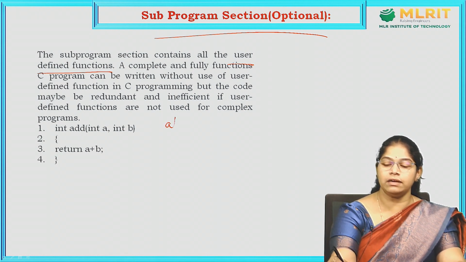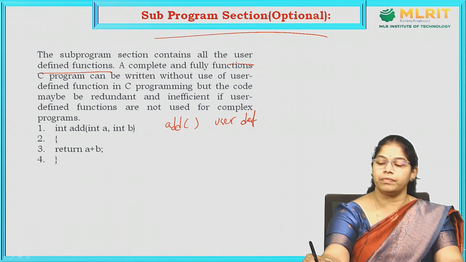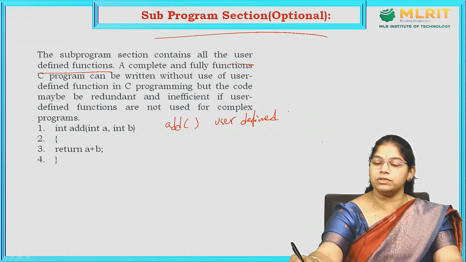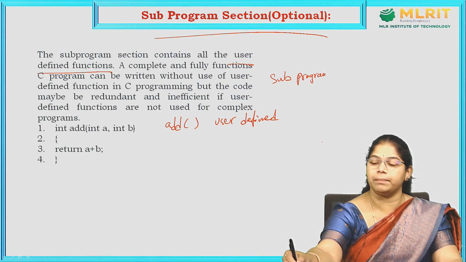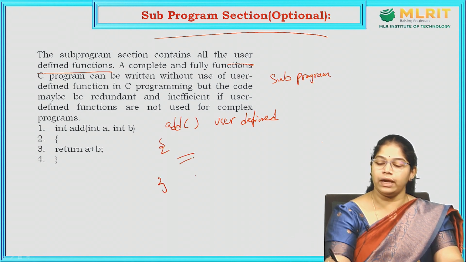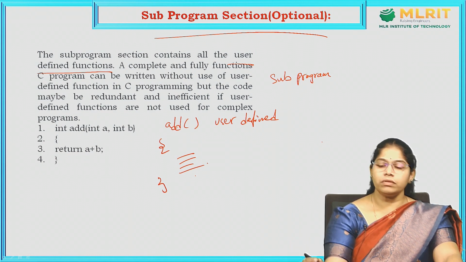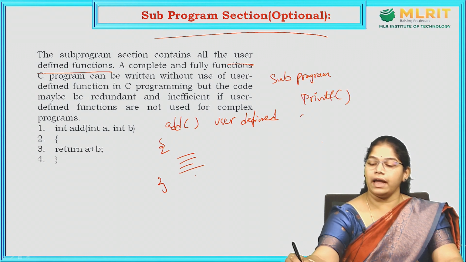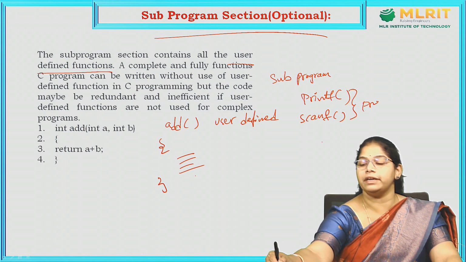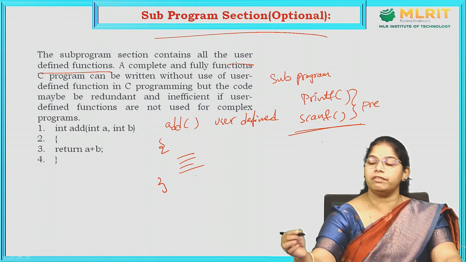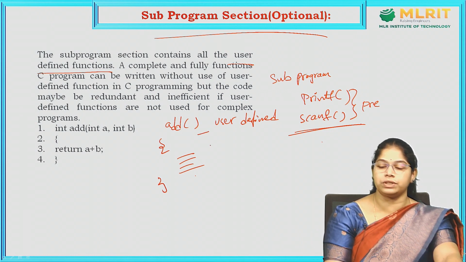Let us consider here the function add, where add is the user defined function. If we want to write our own functions, we have to use a section called subprogram section after main. In this we can define our own function, whereas printf and scanf are considered built-in or predefined functions, whose meaning is already defined in the header files. But this one is user defined. The user has to define his own function in the subprogram section.